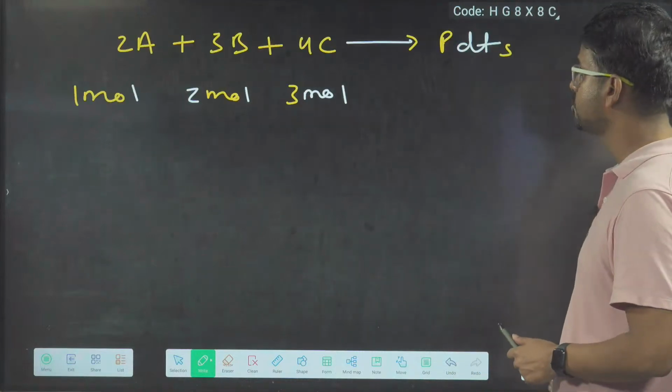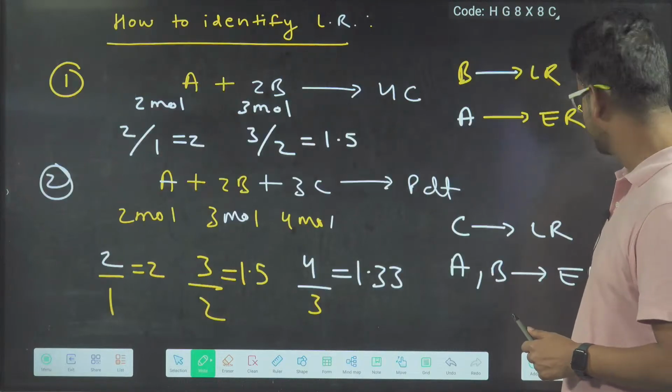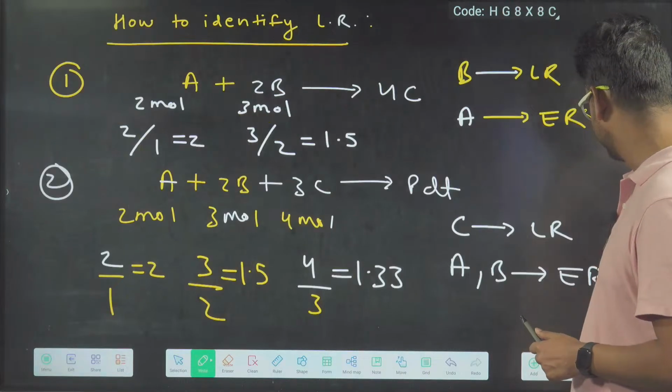Beta, the first step was to calculate the moles, Pujita. And after that, what was the next step? Okay, where is that slide? One minute.